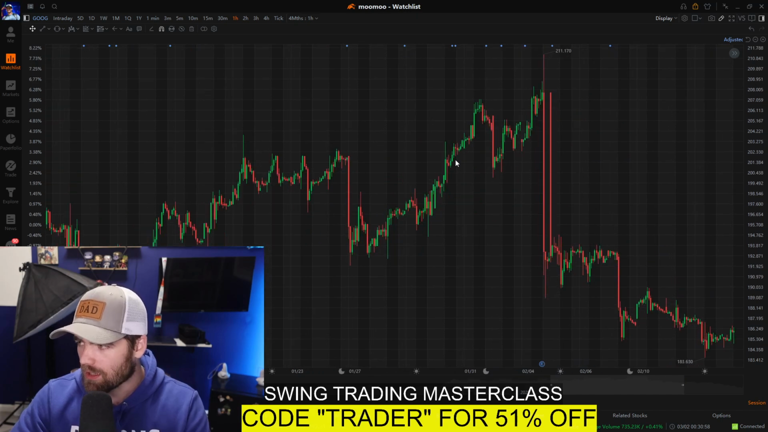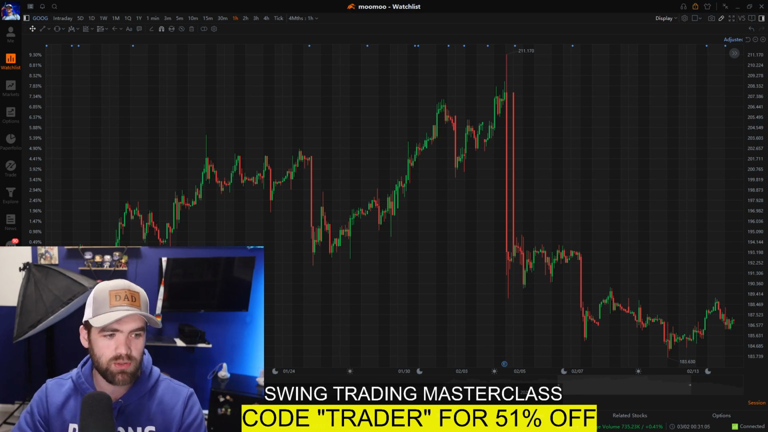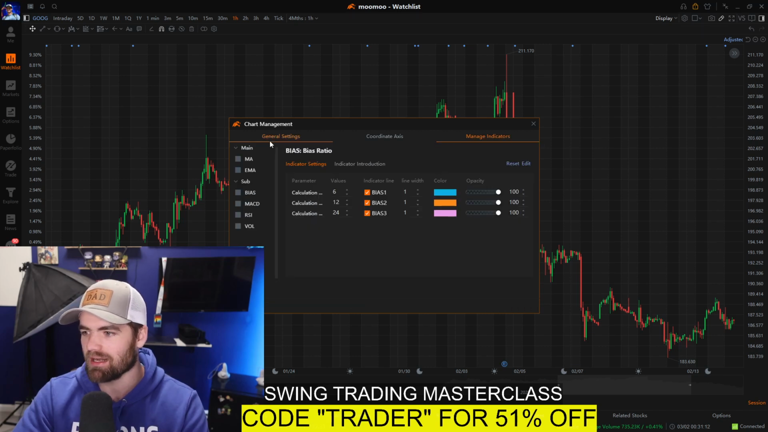So when it comes to trading here, you want to get a feel of indicators and how to draw on charts. One of the ways you guys can do it, if you're on Moomoo, is you can go to the display, the little gear icon, and go to manage indicators.